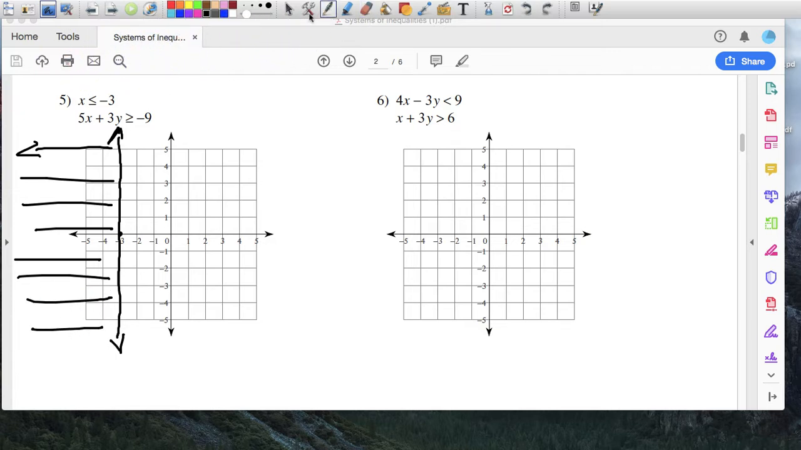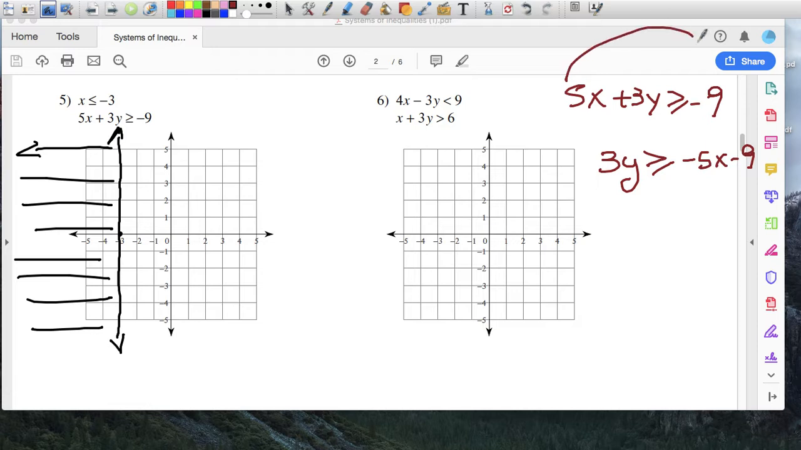The second one, oh gee, I have to change this. Let me just change it over here. 5x plus 3y is greater than -9. So it's going to be 3y greater than -5x minus 9. Remember, this 5x, we're going to throw it that way, and if you throw it to the other side, it needs to change the sign, right? So that's a little trick. Yes, you can do -5x on this side.